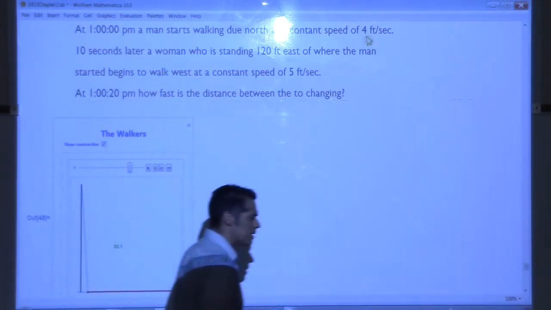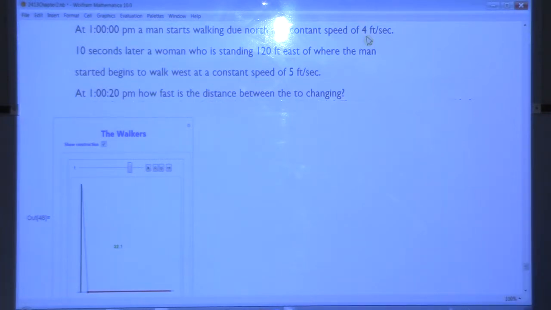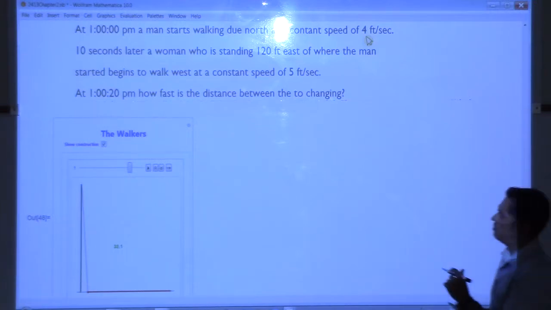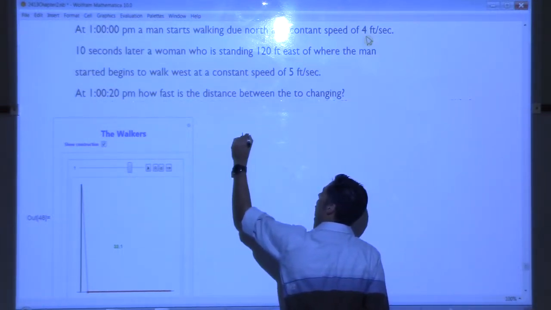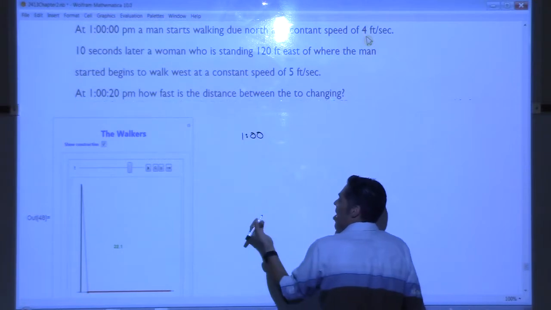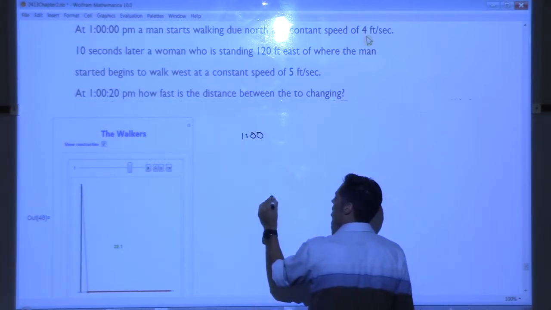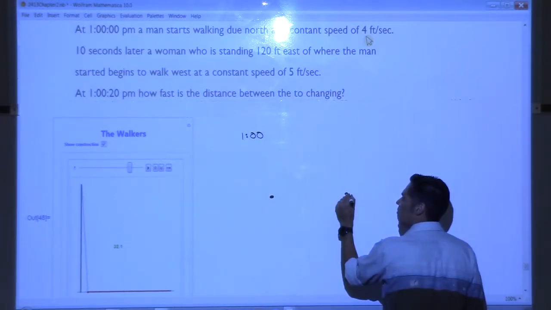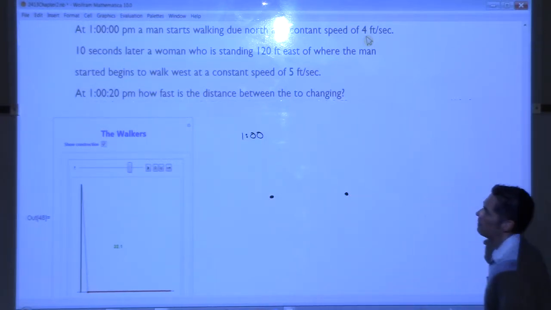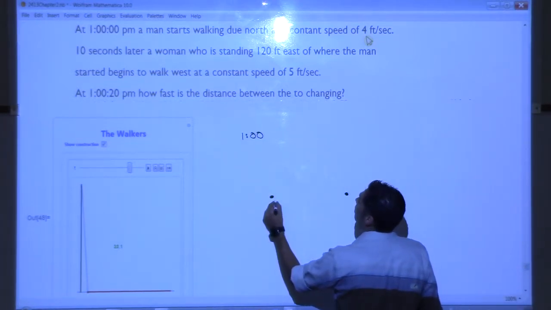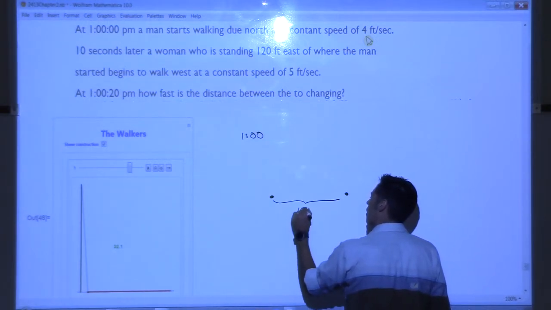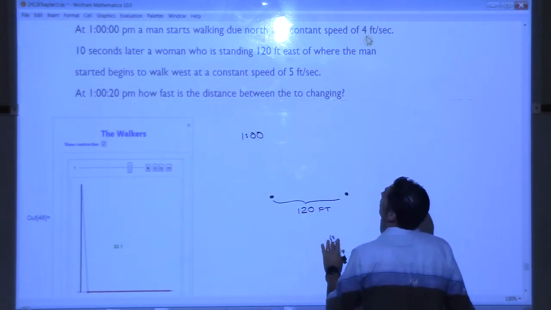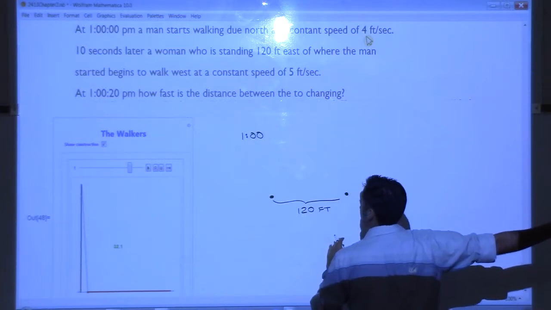Okay, so I gave you the picture already, but how are we going to do this? This problem's a little weird because you have something that starts in motion before the other one starts in motion. So I like to do these problems as follows. First, I'm just going to start drawing what's happening. At 1 o'clock, what do we have? We've got this guy standing here. This is our man. And then this is our woman. She's 120 feet over here, due east. She's east of him.